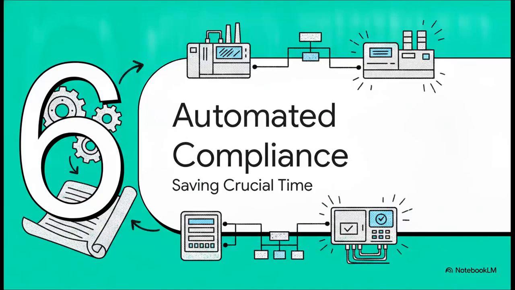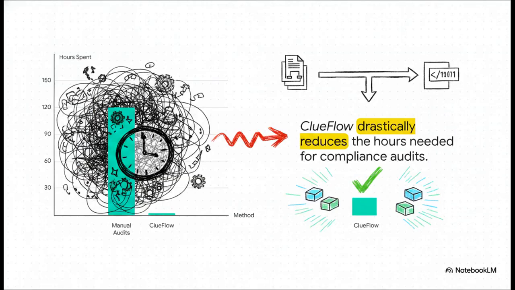And finally, Section 6, saving time on compliance. Let's zoom out for a second. What does all this mean for your day-to-day operations? The contrast here is honestly pretty staggering. Traditionally, we just burn through countless engineering hours doing these manual spec-to-code audits. It's painful. But by automating that cross-referencing process, ClueFlow takes a tedious, multi-day manual audit and turns it into a fast, streamlined task. We are talking about saving massive amounts of engineering hours and significantly accelerating your project timelines.